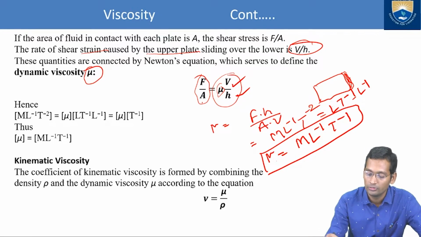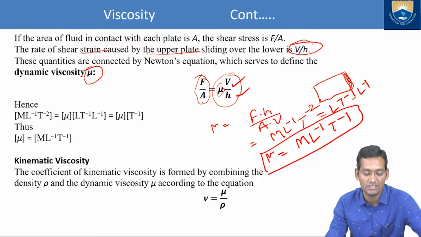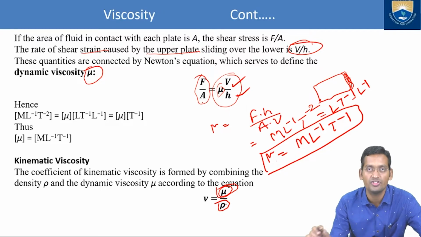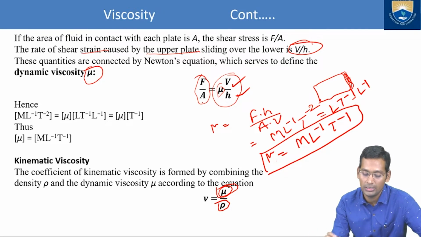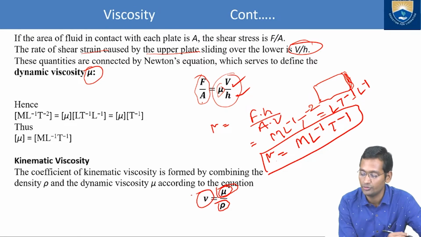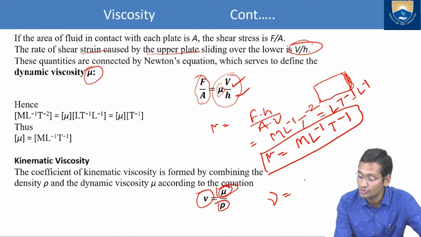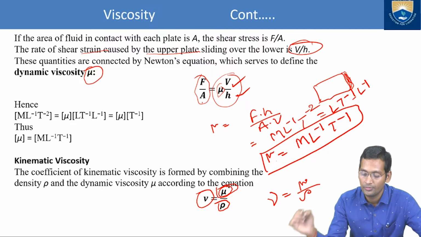Now come to the second type of viscosity, that is kinematic viscosity. So what is that? Dynamic viscosity divided by the density. Or you can say dynamic viscosity per unit density is called the kinematic viscosity. So kinematic viscosity is represented by nu equals mu divided by rho, the density of the fluid.